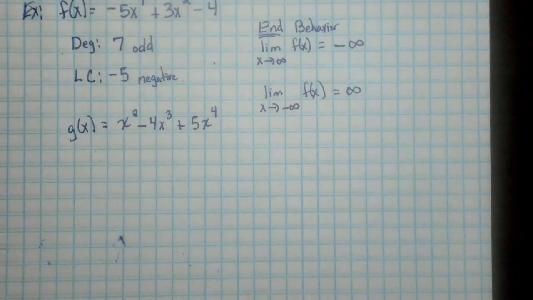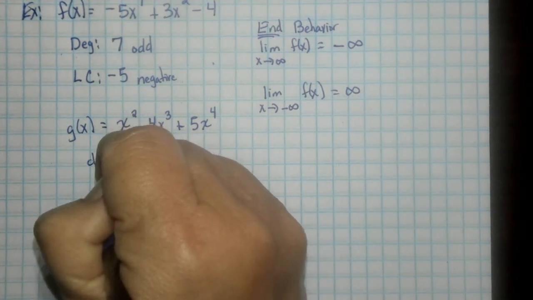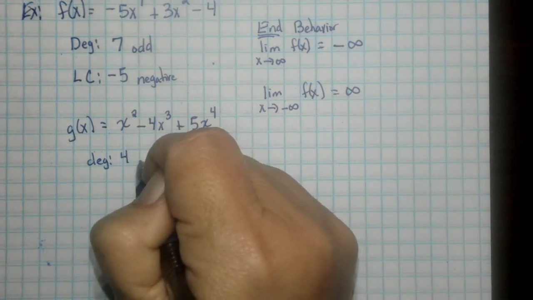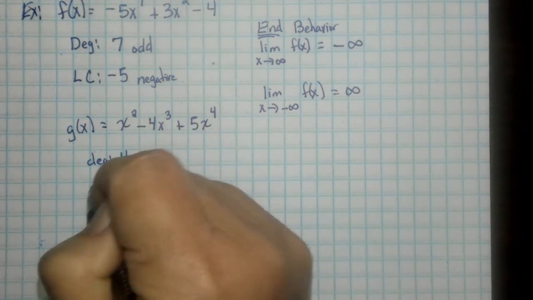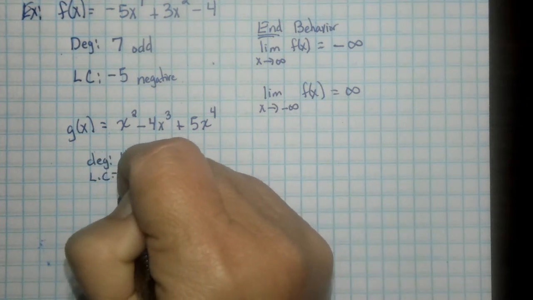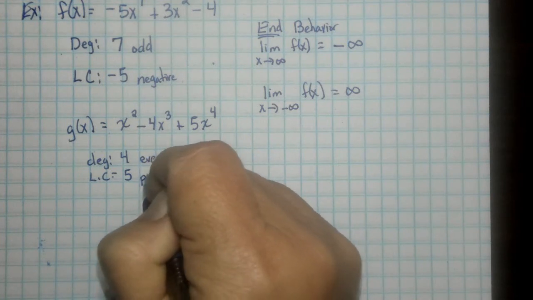So let's look at the answers for this one. Shout them out. The degree is? The degree is 4. 4 is what kind of number? Even. Leading coefficient is? 5. That number is? Positive.